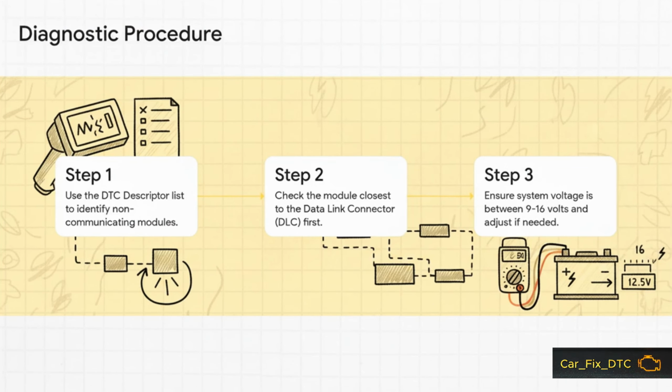So here's our three-step game plan. Step 1, plug in your scanner and pull up that DTC descriptor list. It's going to tell you exactly which modules are offline. Step 2, if you see a few modules that are offline, start your physical inspection with the one that's physically closest to that DLC port we just talked about. The problem is often closest to the source. And step 3, always check that system voltage. Get a multimeter out and confirm it. Is it in that magic 9 to 16 volt window?